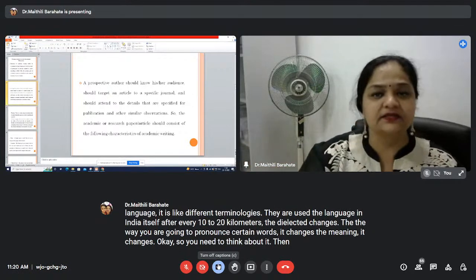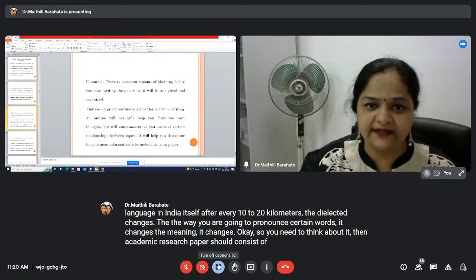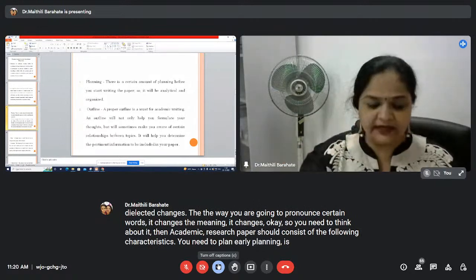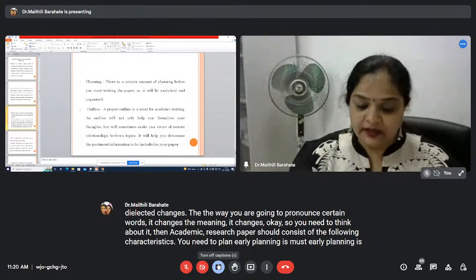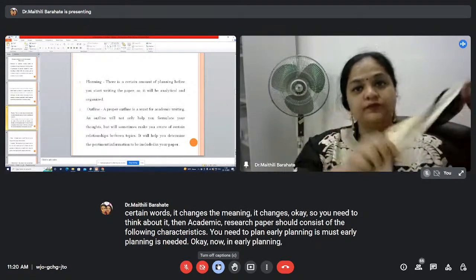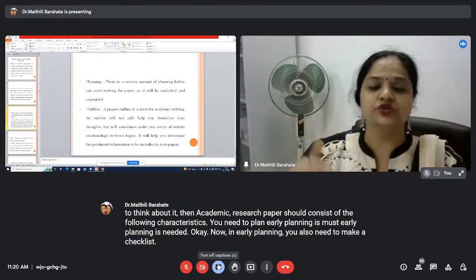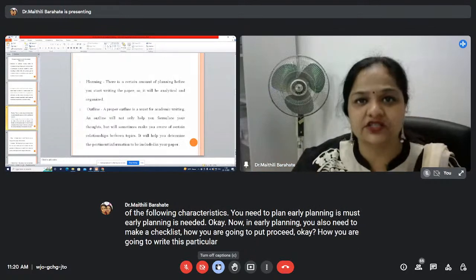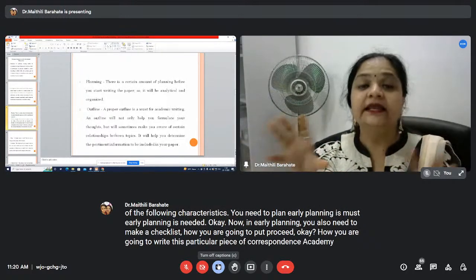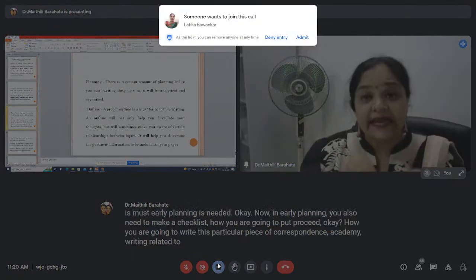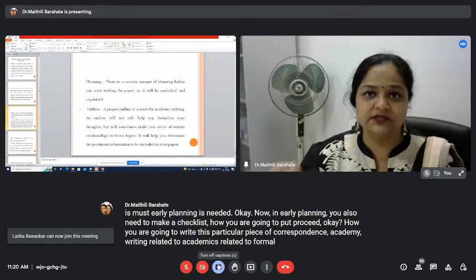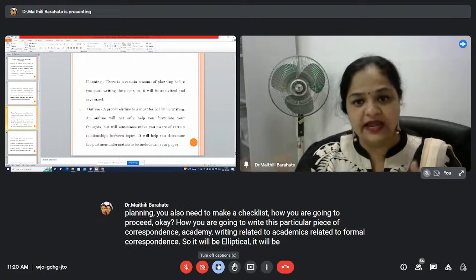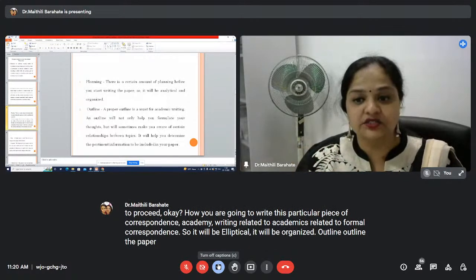Then an academic research paper should consist of the following characteristics. You need to plan. Early planning is a must. Early planning is needed. Okay, now in early planning, you also need to make a checklist of how you are going to proceed, how you are going to write this particular piece of correspondence, academic writing, related to academics, related to formal correspondence. So it will be analytical, it will be organized.